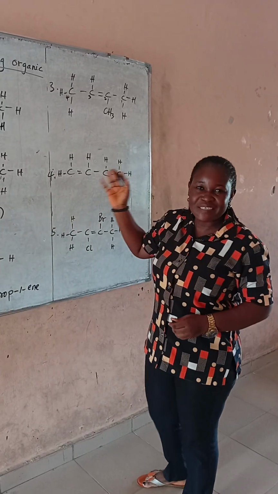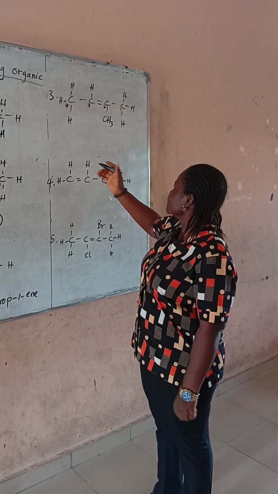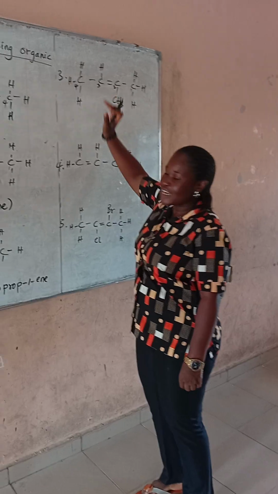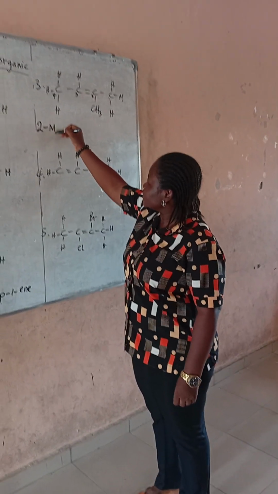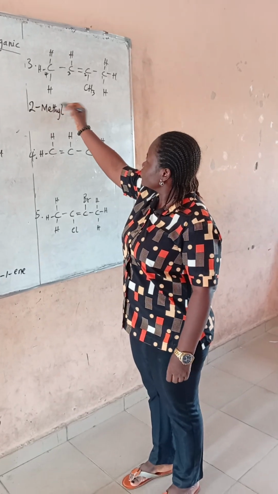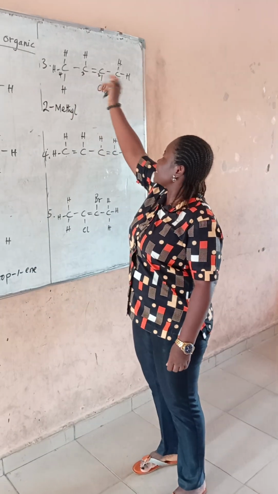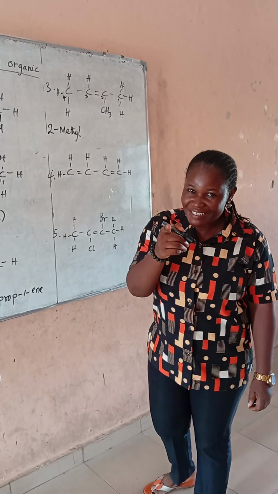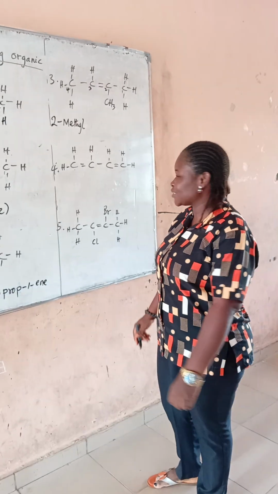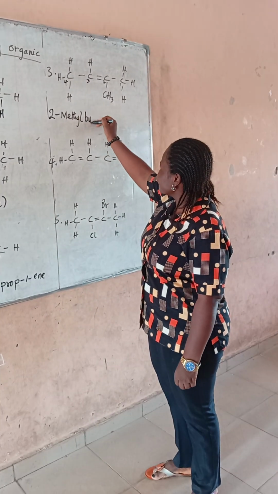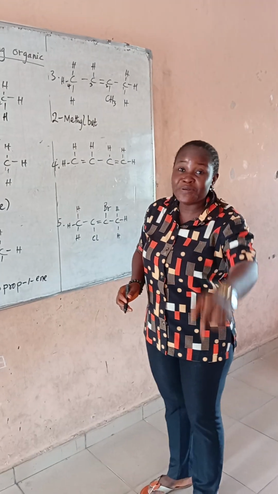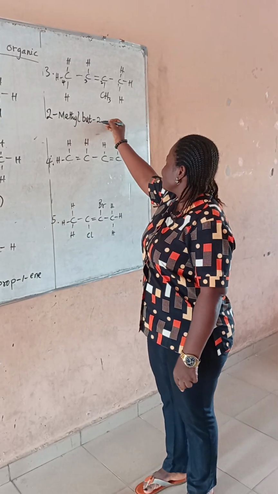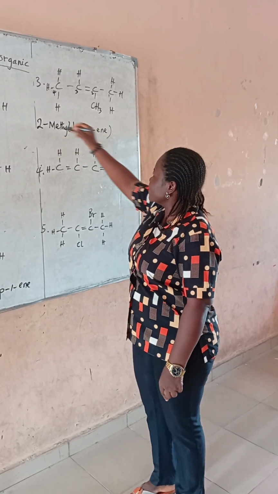So what becomes the name of this organic compound? The methyl group is attached to carbon number 2. So it becomes 2-methyl. Okay, 4 carbon atoms are involved. We're expecting what? If you know it, put it down in the comment section. But what's ene? The double bond is at carbon number 2, so 2-ene.